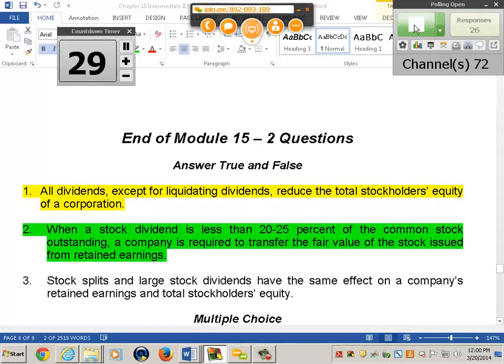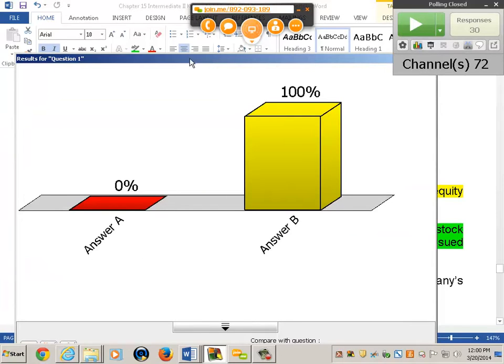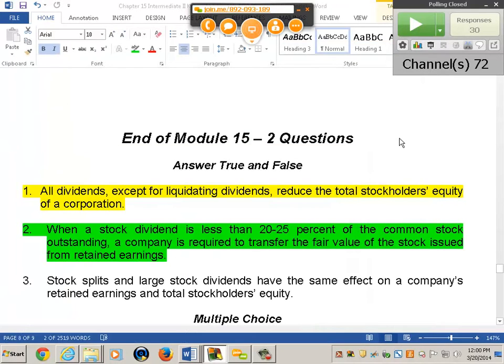Okay, so all dividends except for liquidating dividends reduce total stockholders' equity. Let's see what we have. Okay. Very good. Can't argue with you. All right, so that is correct. It is false. But of course, as always, why?